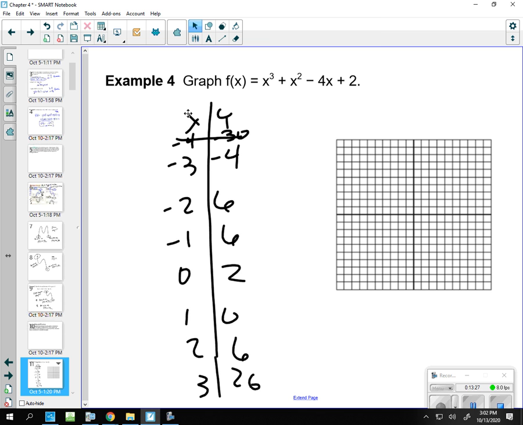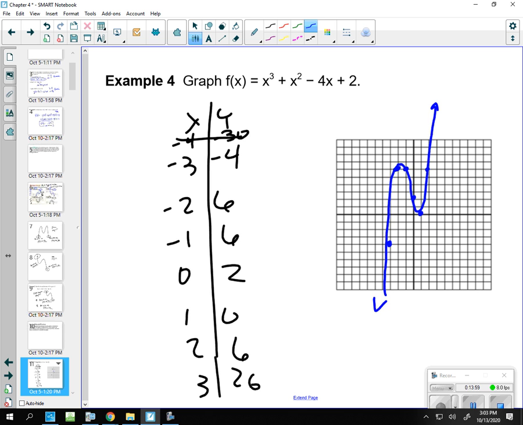I'm going to plot as many points as I can possibly plot. So -30 goes off. -3, -4, I can do that one. -2, 6, I can do that one. -1 also gets me 6. 0, 2, 1, 0, 2, back to 6 again, and 3 goes off the graph.